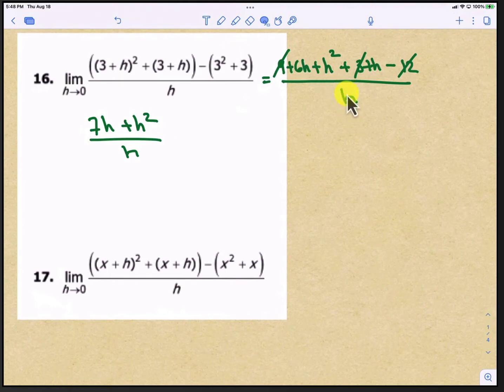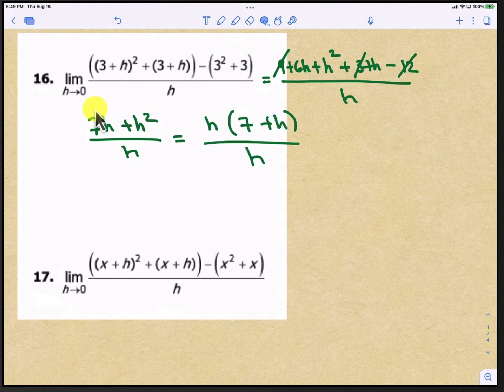In the next step, we combine like terms. We have 9 plus 3, that's 12. And then minus 12 is 0. So the 9, 3, and negative 12 are eliminated. You also have 6h plus h. Well, that's going to be 7h here. And then we bring down the h squared.